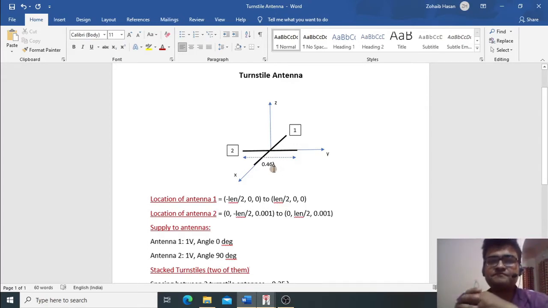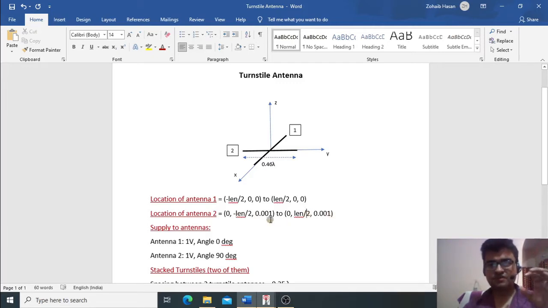Because the length we already know, in 4NEC2 we have to put the coordinates. So in these two lines we are putting the starting and the ending coordinates of these dipoles. As you can see, the dipole which has to be kept on the x-axis, we are keeping it from minus length by 2 to plus length by 2, and the second antenna, we are keeping on the y-axis, from minus length by 2 to plus length by 2 on the y-axis.